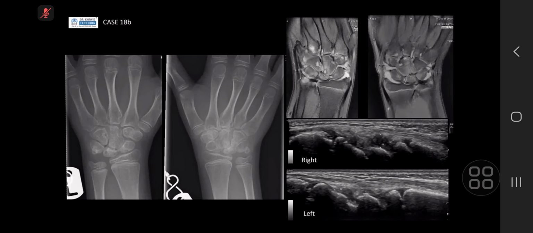There's a wrist X-ray for a skeletally immature patient showing generalized osteopenia with multiple subchondral cysts. However, no definite bone fracture or bone lesion could be seen. There is some kind of ankylosis, I'm not sure about it, at the carpal bones.